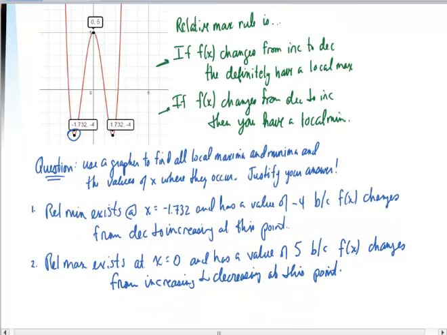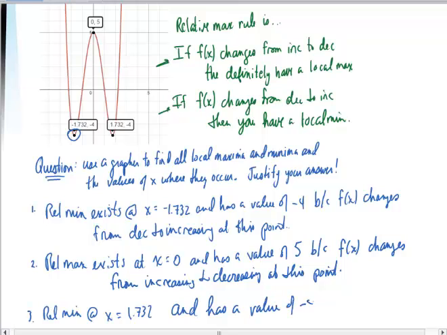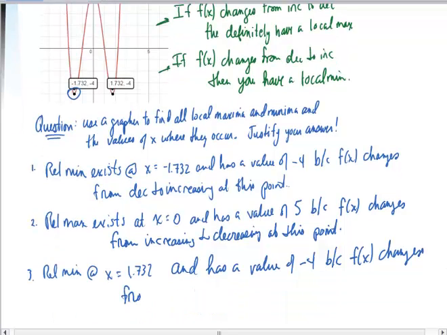The last one, hopefully you've guessed it, I have a relative min at x equals 1.732, and has a value, don't forget to explain the value, of negative 4, because f of x changes from decreasing to increasing.